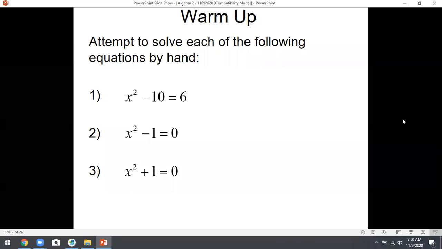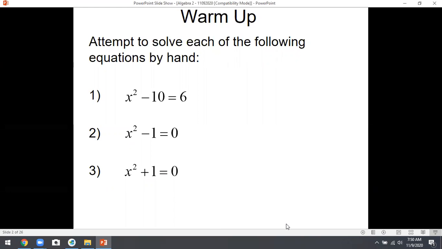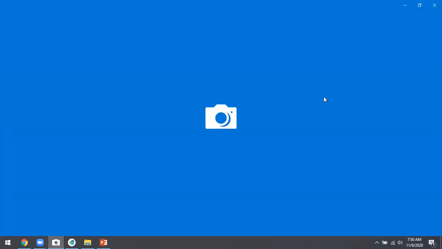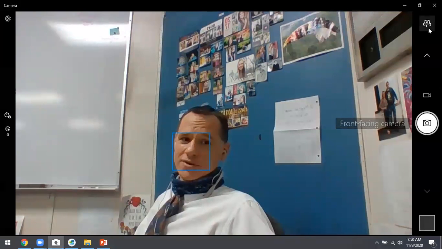And the warm-up today is to try to solve these by hand. So let's see if you remember anything from Algebra 1 as far as just solving things straight up from algebra stuff. Okay, here we go.